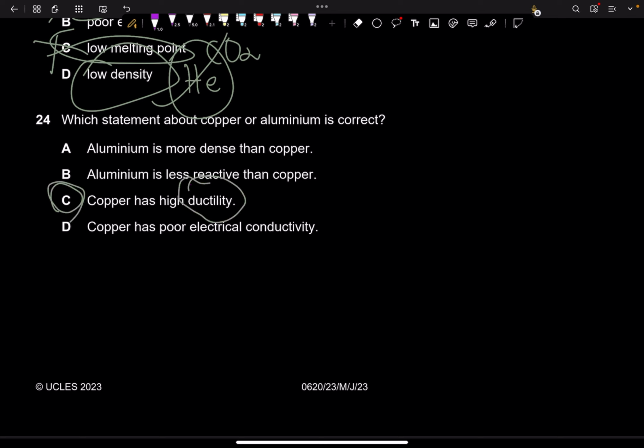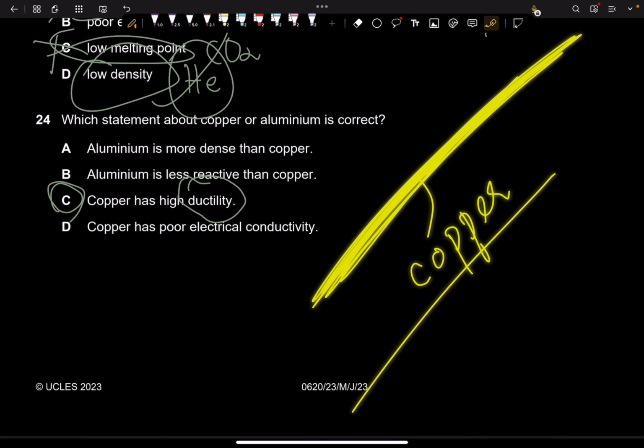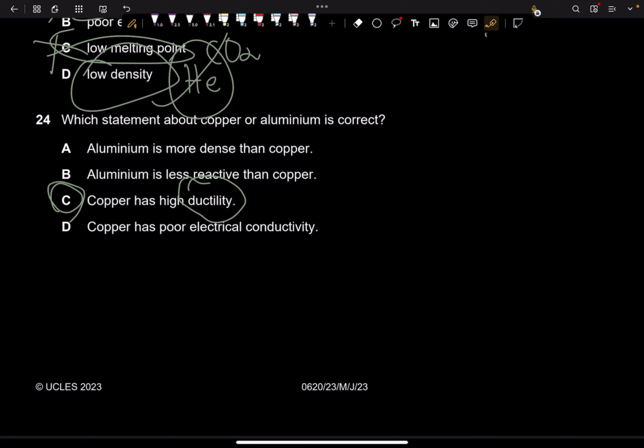Why? Because where is copper used? Do you guys know? Copper is used in wires. To make electrical wires, we use copper; this is a wire and it is made up of copper. And why do we use it? Because copper can be drawn into wires. So that means it's more ductile than aluminum.